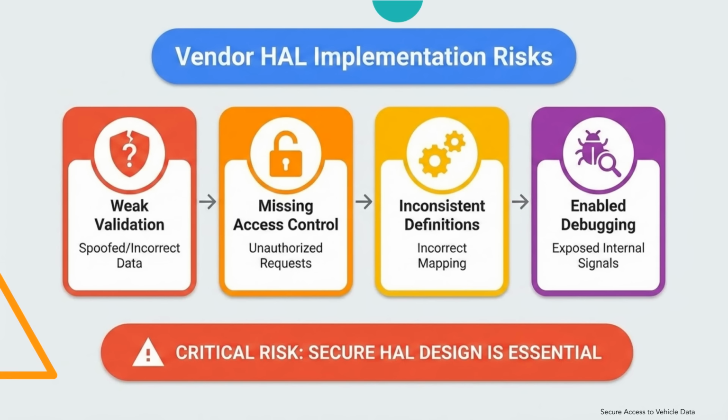Vendor HAL implementations are a major risk area because they define how data is exposed to the framework. If validation is weak, HAL may return incorrect or spoofed data. If access control is missing, unauthorized requests may be accepted. Another issue is inconsistent property definitions, which can lead to incorrect permission mapping. Also, debugging interfaces, if left enabled, may expose internal vehicle signals. These risks highlight the importance of secure HAL design.